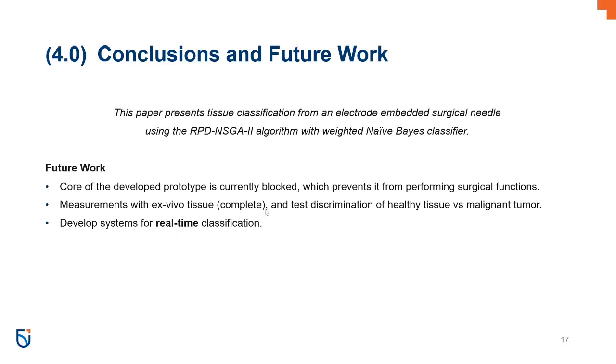We have done measurements with ex vivo tissue in another paper. However, we have still yet to see if this procedure is accurate enough to discriminate between healthy tissue and malignant tumors. And lastly, we need to develop these systems for real-time classification. Currently, the method is computationally expensive, and we need to find some efficiencies such that we can, in real time, classify tissues for surgical applications.